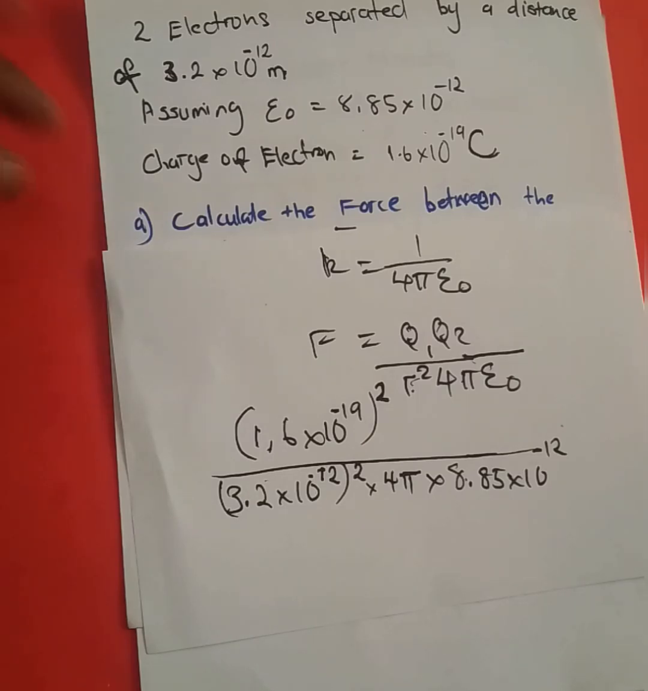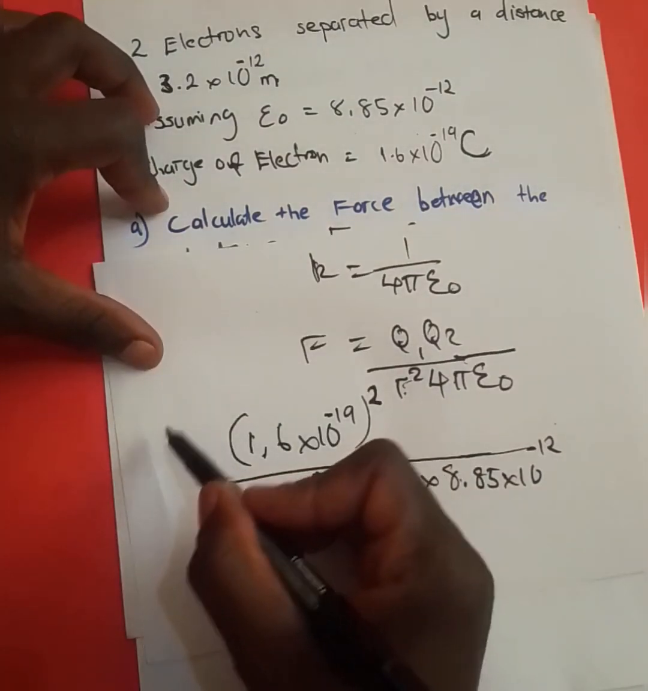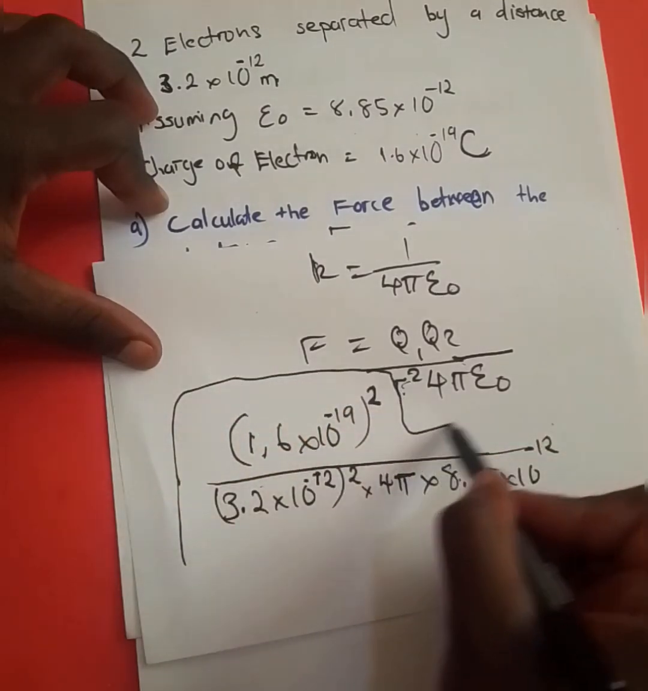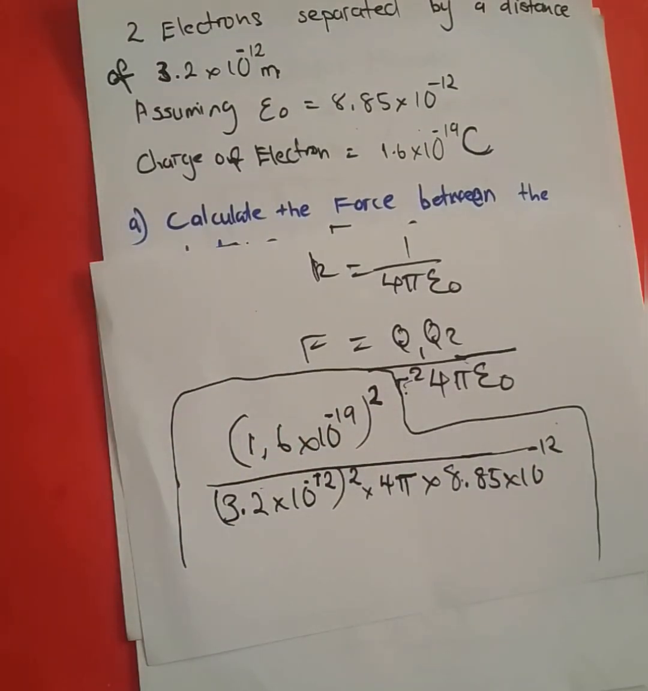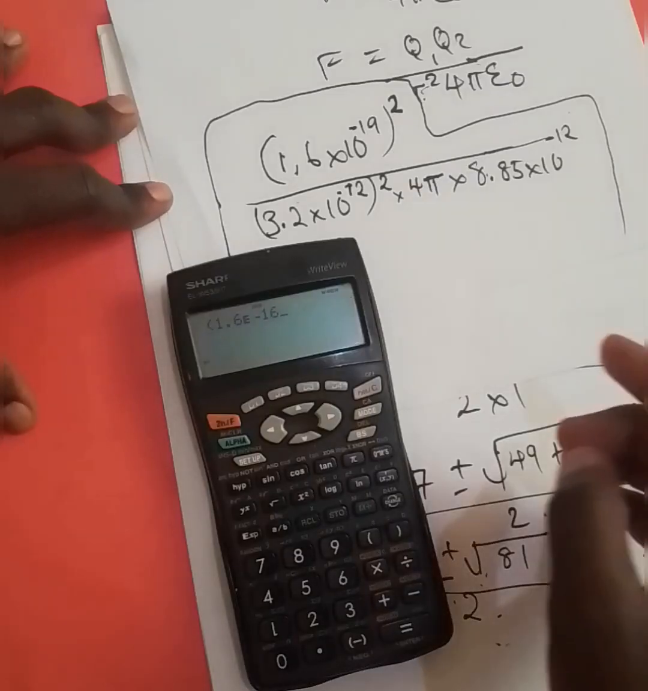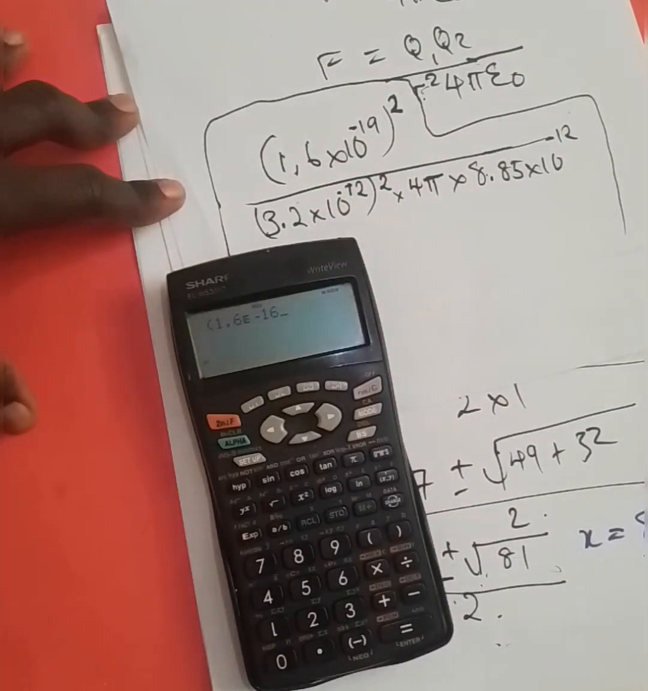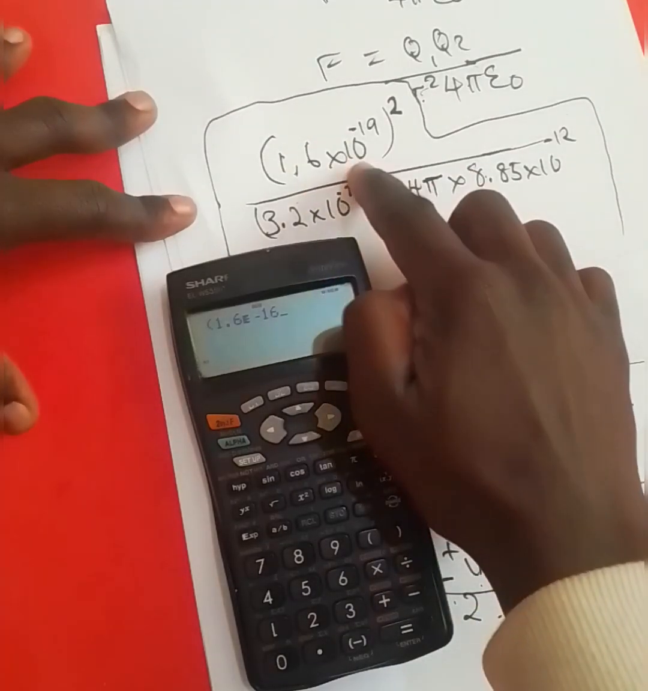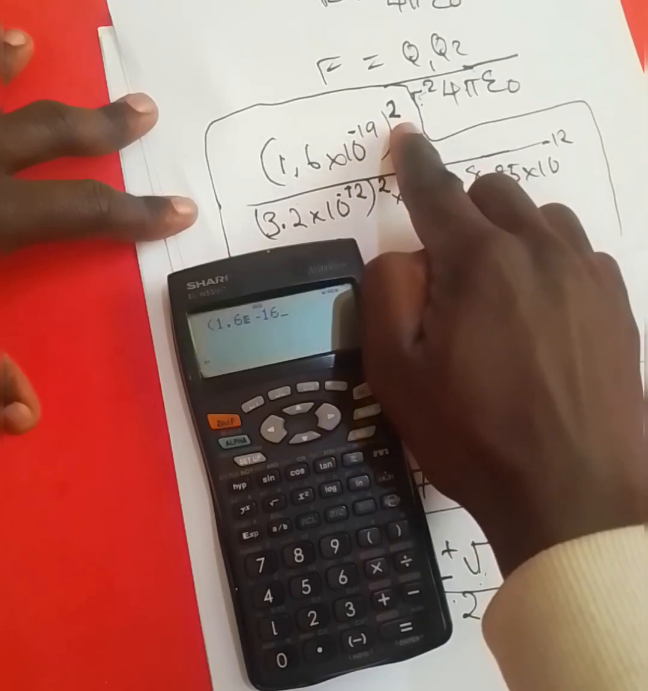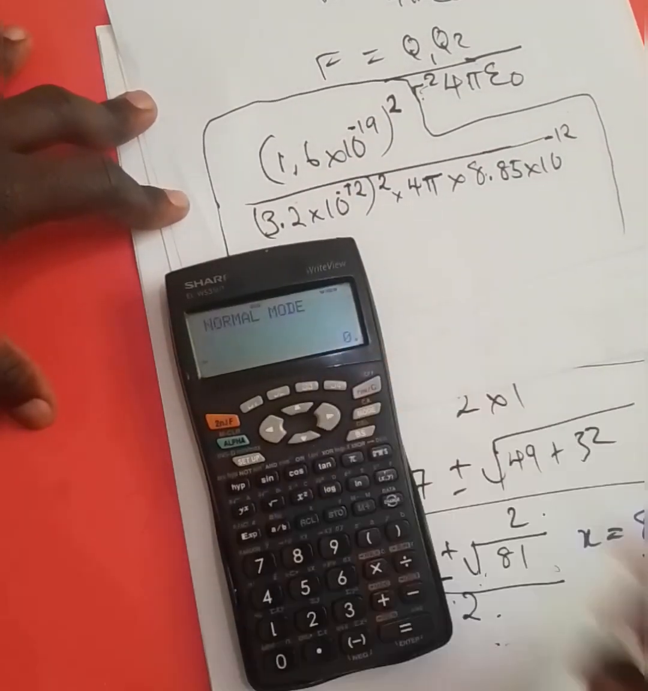At this point we can just punch all of this into the calculator, and the calculator will spit out an answer. But we have to punch the quantities in correctly so that we get a correct answer. Firstly, we start with 1.6 times 10 to the power negative 19, squared. So we're going to the calculator now.